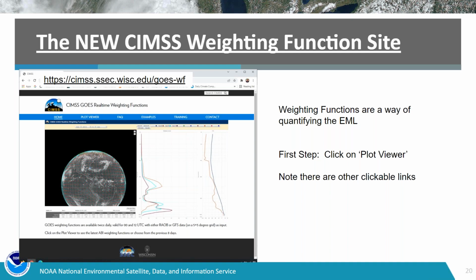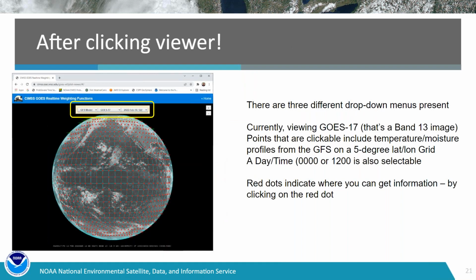So next slide, please. If you click on Plot Viewer, there are lots of other things to click on as well, but click on Plot Viewer and that takes you to the main page. Go to the next slide, please. That has 3 different drop-down menus that are circled in yellow. The default, for some reason, is GOES 17, and that's a band 13 image. And you see all those points there that are data from the GFS on a 5-degree lat-long grid, and you can look at stuff from 0Z and 12Z.